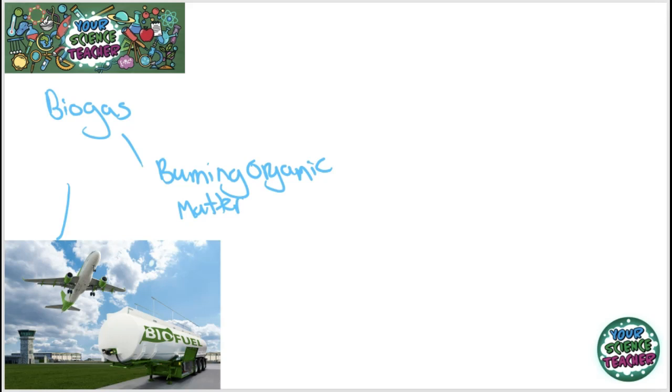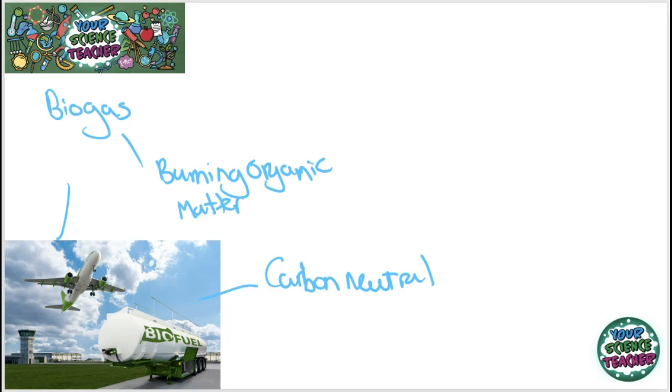Now, this technique is what we call carbon neutral. It's carbon neutral because we are burning material, so we are going to be putting carbon dioxide into the atmosphere. However, when these crops are growing, they are going to take carbon dioxide out of the atmosphere. So we describe this as being carbon neutral.